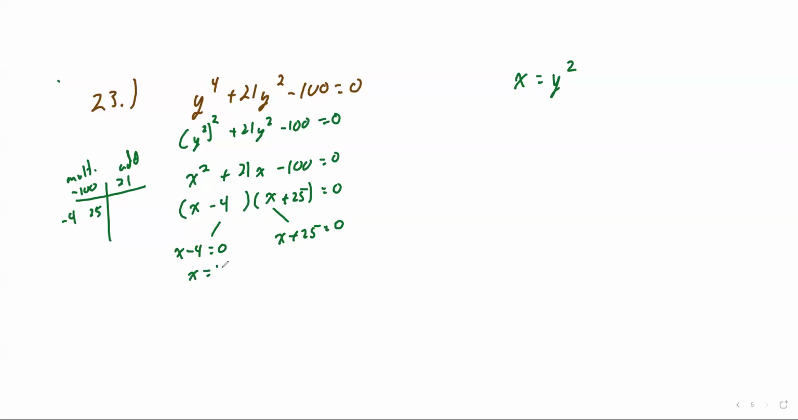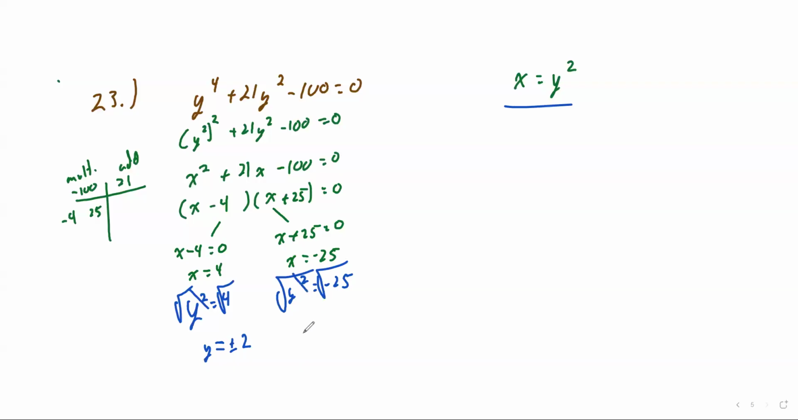So I get x equals 4 and x equals negative 25. Now I can substitute, so I get y squared equals 4 and y squared equals negative 25. Take the square root. So y equals plus or minus 2. And then y equals plus or minus 5i, because there's a negative, and the square root of 25 is 5. There you go.